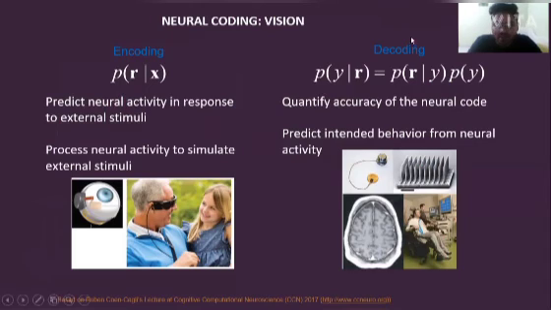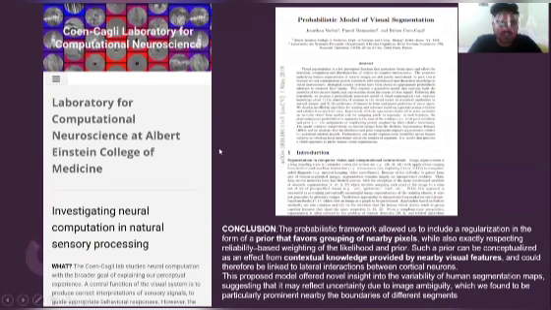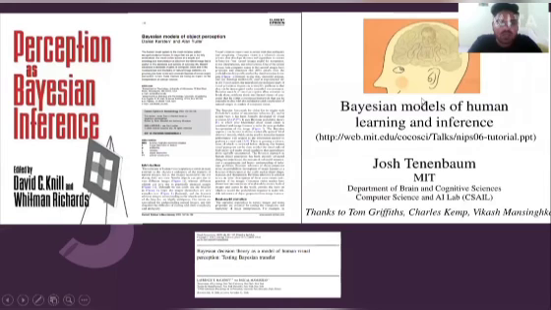And here comes the interesting mathematical part, that is the prior and the likelihood. So we can choose the right prior according to our requirement. There is lots of research associated with this particular concept, and this laboratory is working on a probabilistic model of visual segmentation. And there is lots of literature available related to perception as Bayesian inference.